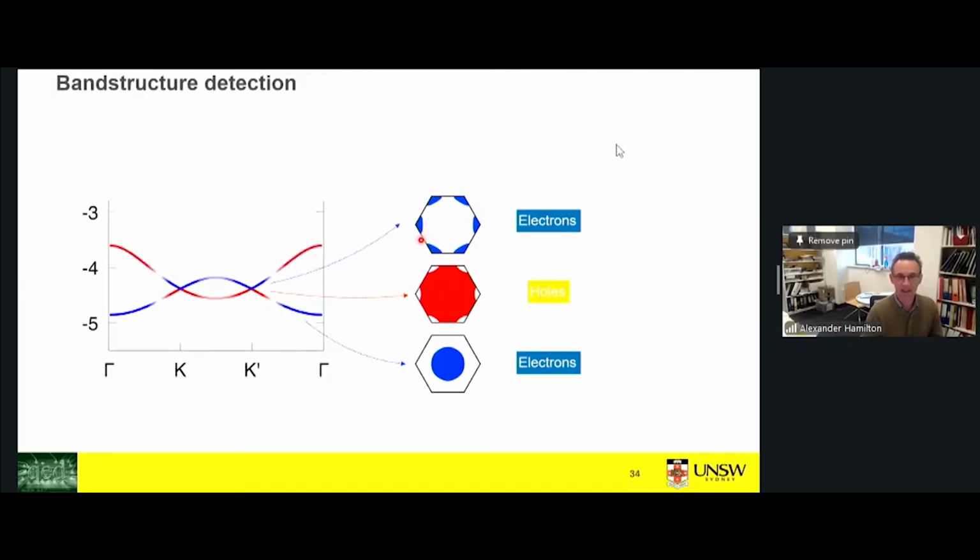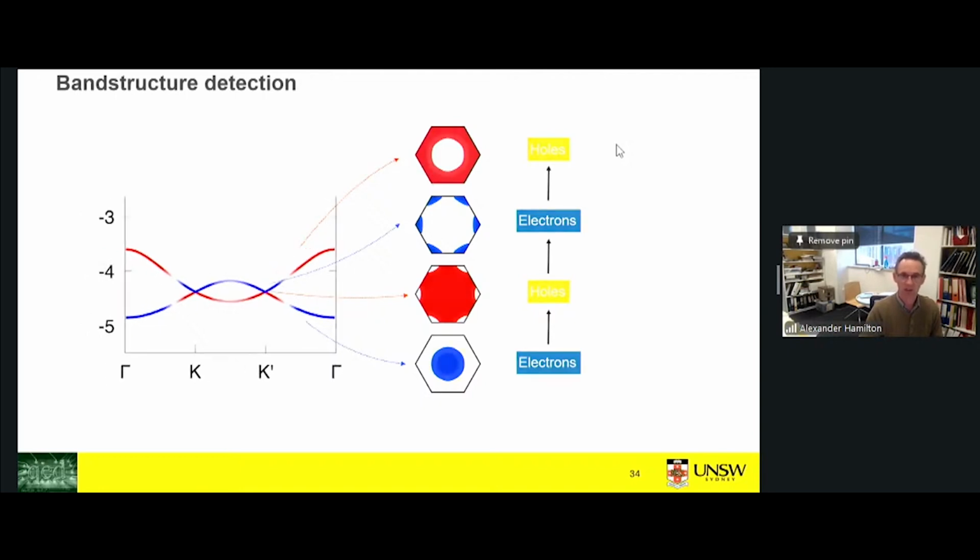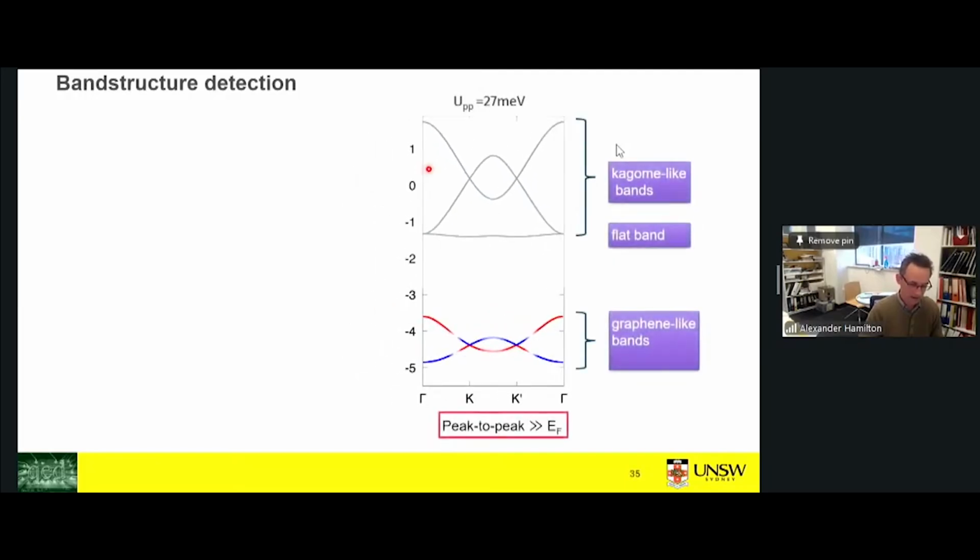And then if I keep going upstairs, eventually these edges merge together and I get a Fermi circle. And if I increase the density, that Fermi circle shrinks. So those are holes. So that's the sequence of carrier types I expect as I fill these lowest two bands. Electron to hole to electron to hole, associated with the graphene bands and the Van Hove singularities in the graphene bands.